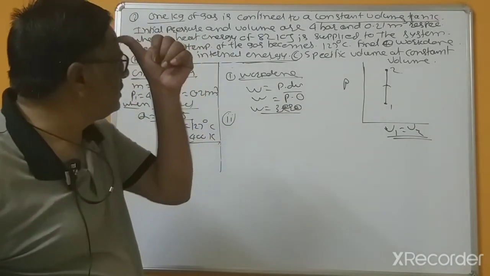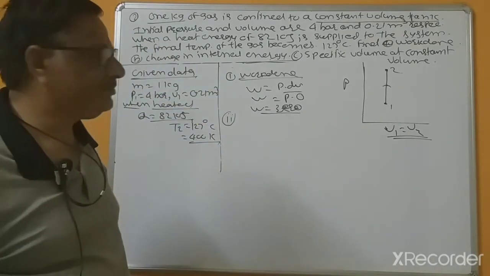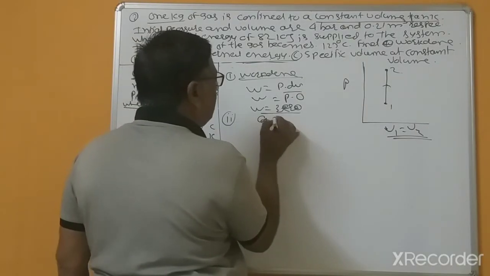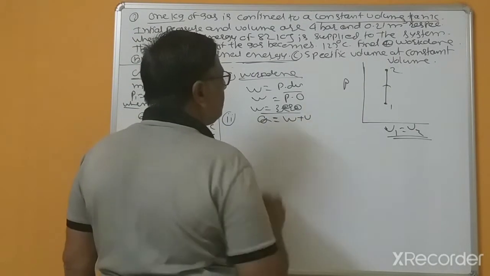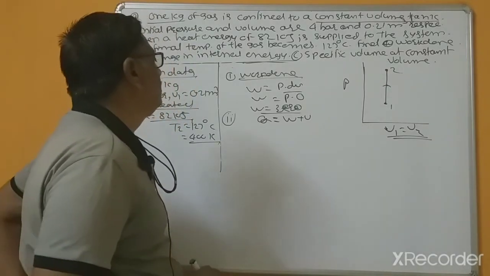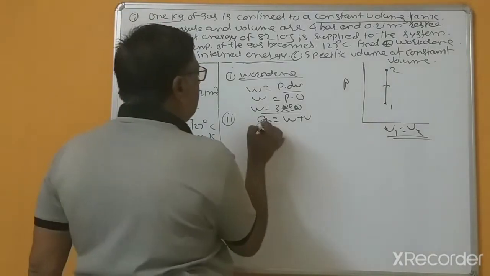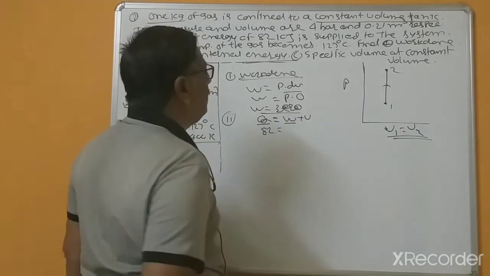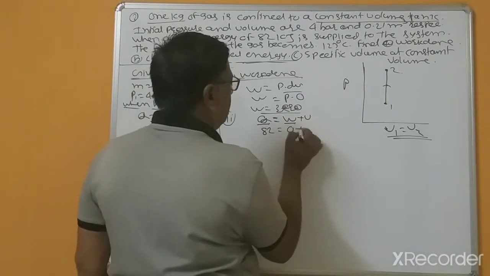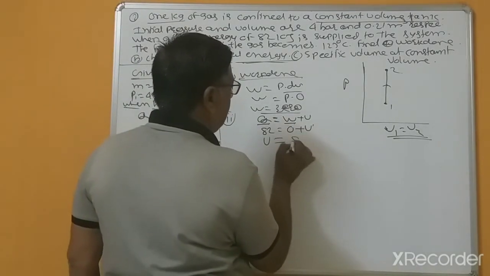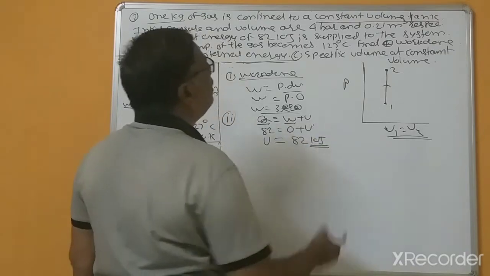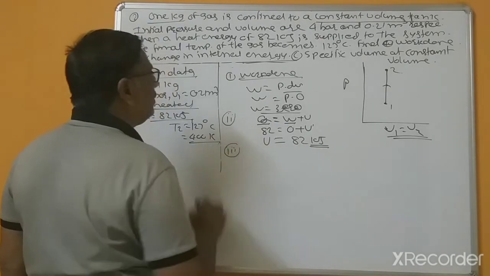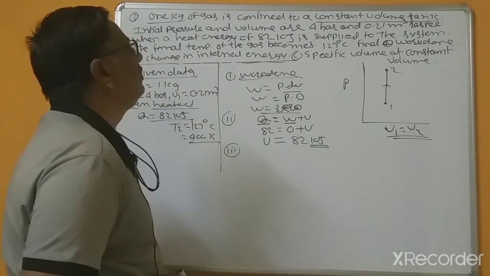Now second answer, change in internal energy. According to the first law of thermodynamics, Q equal to, what is the formula, W plus U. This is the formula. So Q equal to 82 kilojoule, and this work done equal to 0. So that's why internal energy equal to 82 kilojoule. This is the second bit.